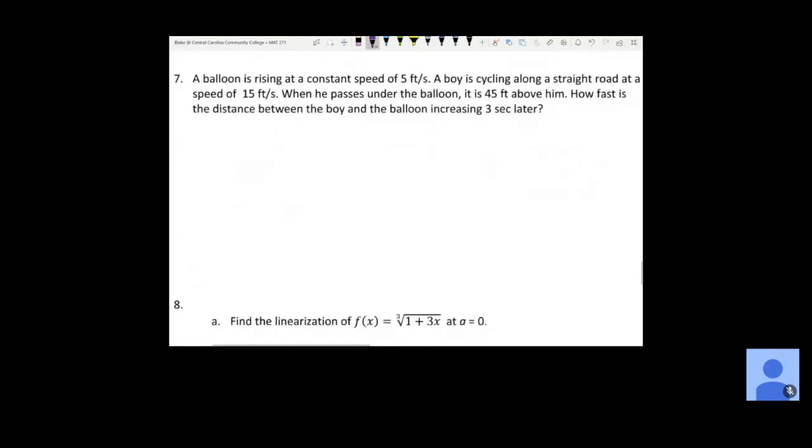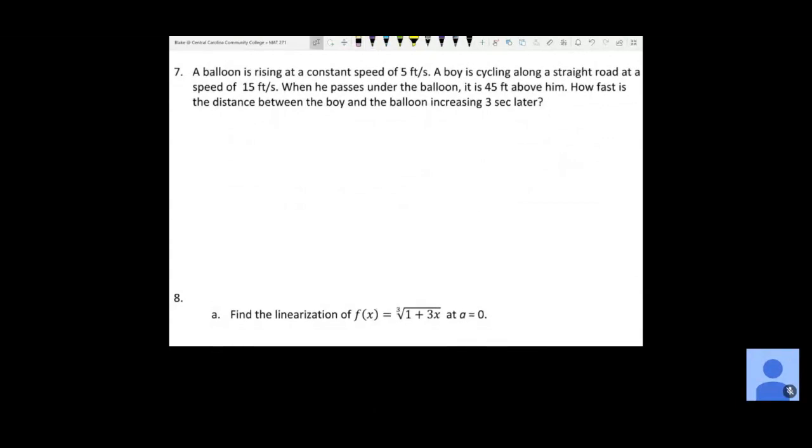All right, number 7. So a balloon's rising at a constant speed of 5 feet per second. A boy is cycling along a straight road at a speed of 15 feet per second. When he passes under the balloon, it's 45 feet above him. We want to figure out how fast the distance between the boy and the balloon is increasing 3 seconds later. Okay. What do you want to do first here? Perfect. All right, so let's sketch this picture. Think about what's going on. So what's one thing that we can put in our picture?